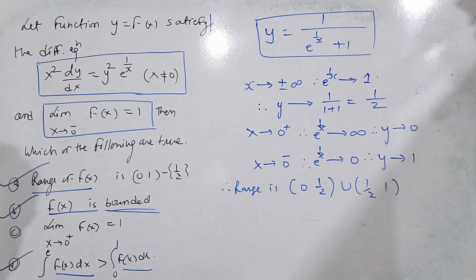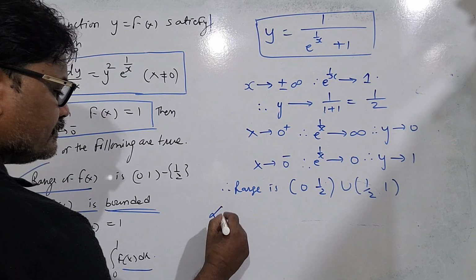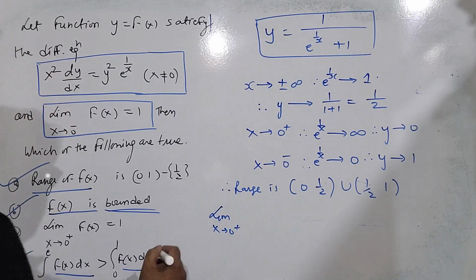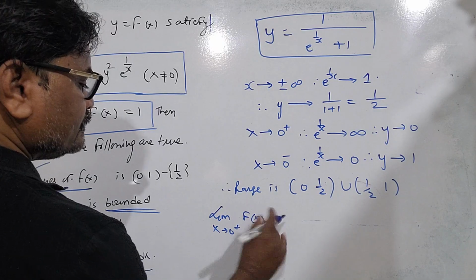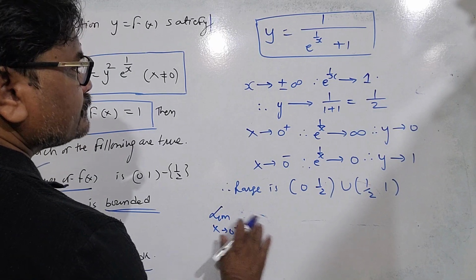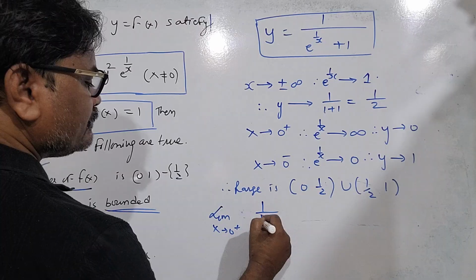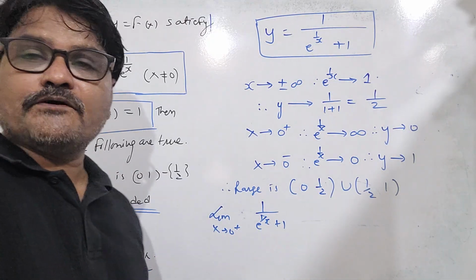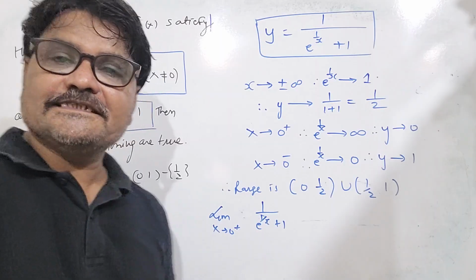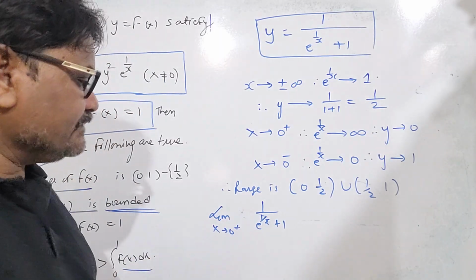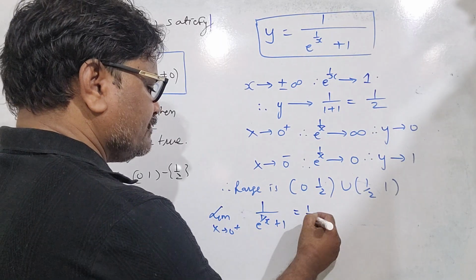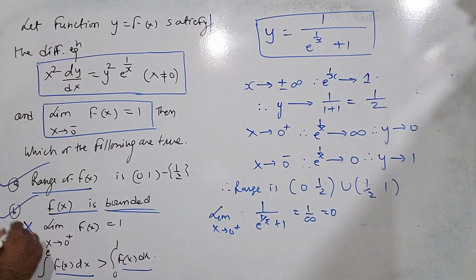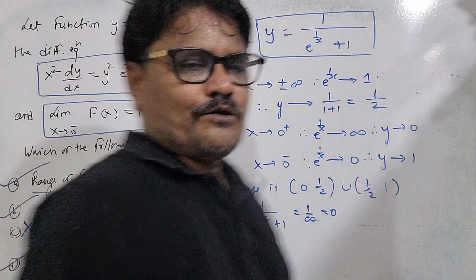Now coming to option C. The limit as x approaches 0 positive of f(x), which is 1/(e^(1/x) + 1). When x approaches 0 positive, e^(1/x) approaches infinity. So 1/infinity means 0. Here it is given as 1. Therefore this option is wrong.